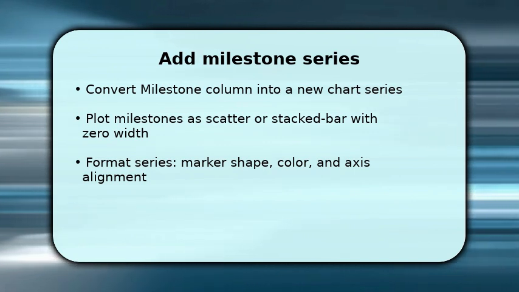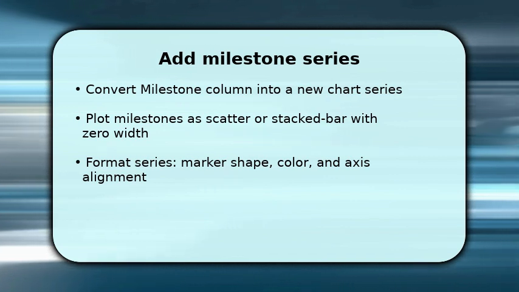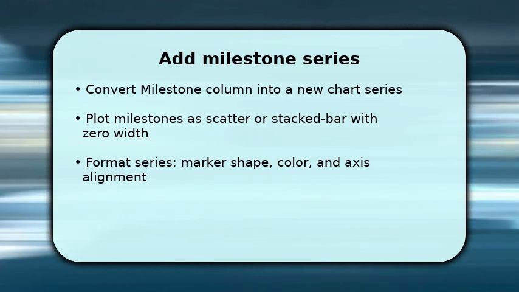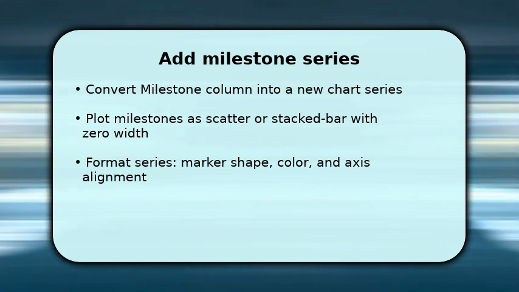When using scatter, set X values to milestone dates and Y values to task positions so markers sit on the correct row. Once plotted, format the series. Pick a distinct marker like a diamond, increase size, and choose a bright color so milestones stand out. Make sure the milestone series uses the same horizontal date axis for accurate alignment.